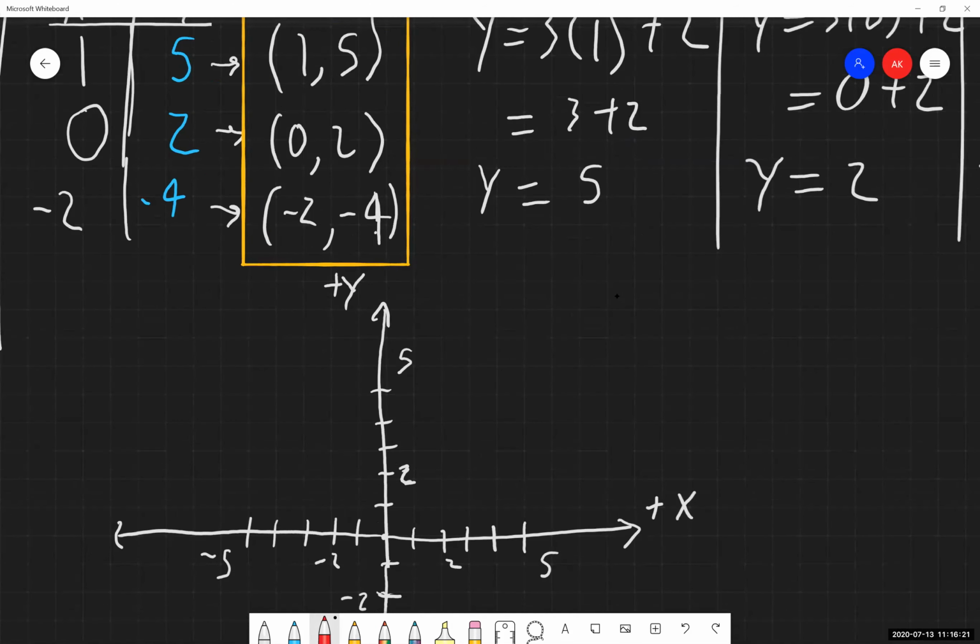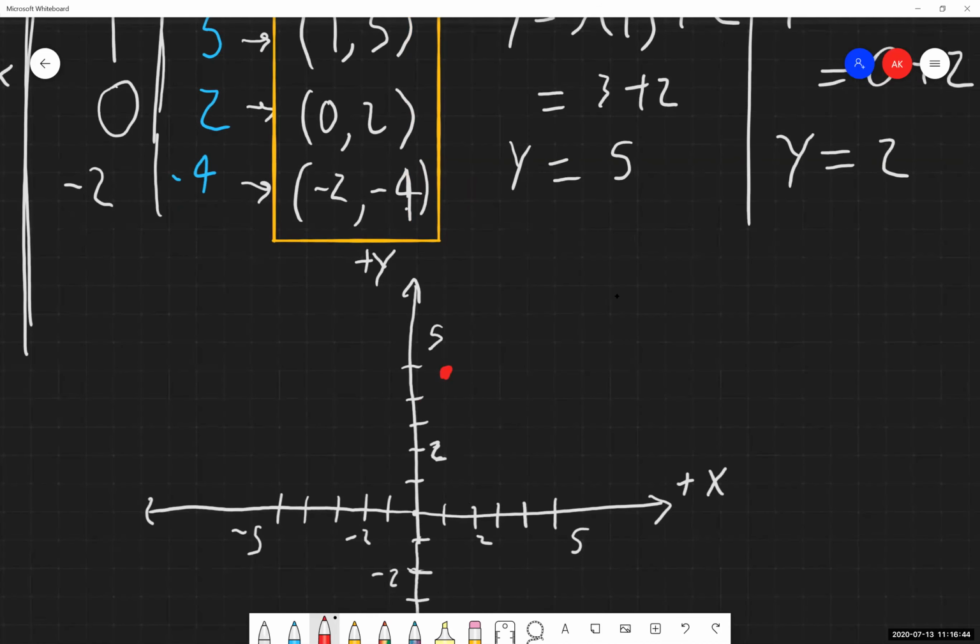So the point 1, 5. So from the origin, I'm moving 1 in the positive direction horizontally, and then 5 in the positive direction vertically. So I've got my first point right up here. It's at 1, 5. My next point is at 0, 2. So 0 for our x value, our input value. That means from the origin, I am not moving left or right at all. I'm just staying right there. And then I have a 2 for my output value, which means I'm moving 2 in the positive direction, which means I'm going to have a point right there.